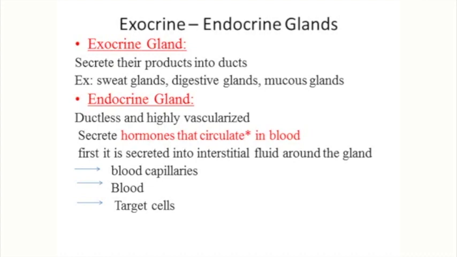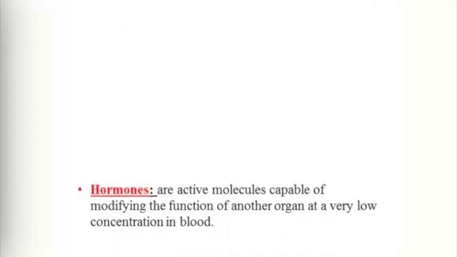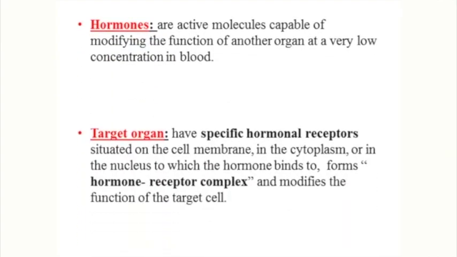when I say secrete their hormones into blood, they are first secreted into the fluid around the gland called interstitial fluid, and then from there it goes to the blood capillaries, and from the blood capillaries it joins the blood to target cells. Talking about target cells, they should have special receptors so that the hormone will modify or cause changes on this target cell, similar to the nervous system where neurotransmitters cause changes on the postsynaptic membrane by binding to receptors there. So it's just the same thing.